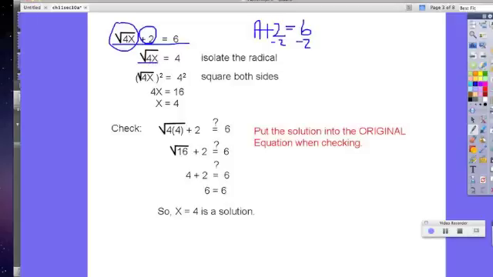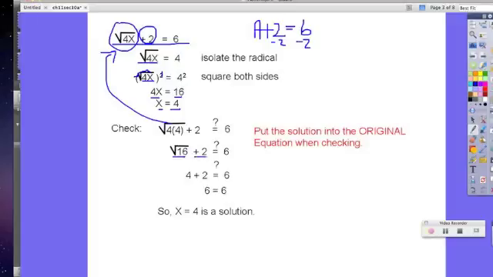Now we're going to square both sides, and once again, the square root and the square undo each other. 4x is what's left. 4 squared is 16, and x is equal to 4. But you've got to ask yourself, is 4 really the solution? Put it back into the original equation. 4 times 4 is 16, plus 2.